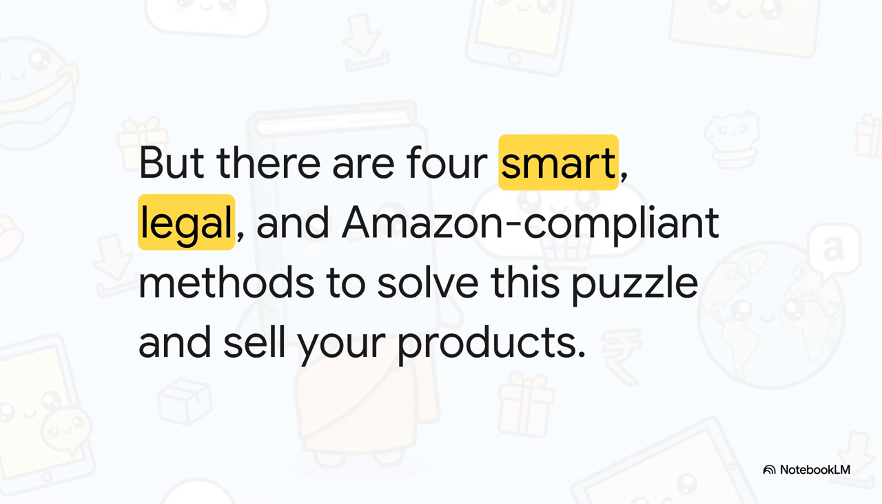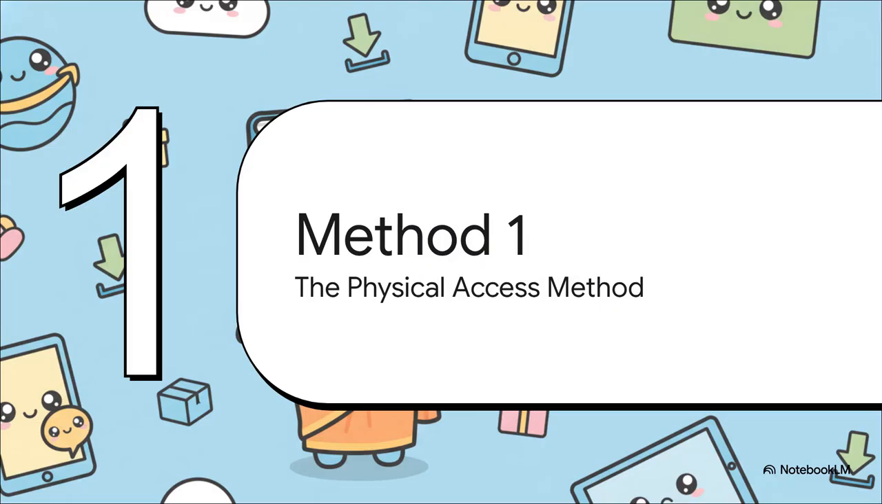But here's where it gets interesting. Just because the front door is locked doesn't mean we can't get in. There are actually 4 smart, totally legal, and 100% Amazon-approved workarounds that successful sellers are using every single day. Let's kick things off with the most popular solution, what I call the physical access method. This is all about cleverly bridging the gap between the digital and the physical worlds.